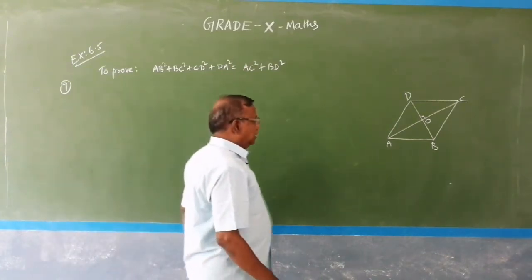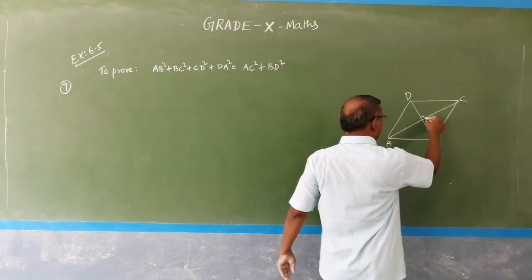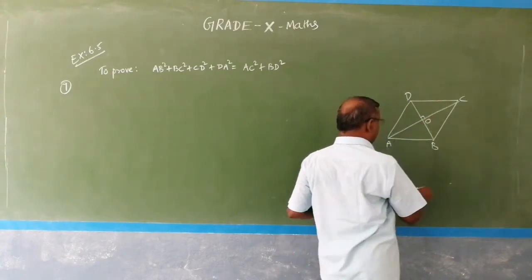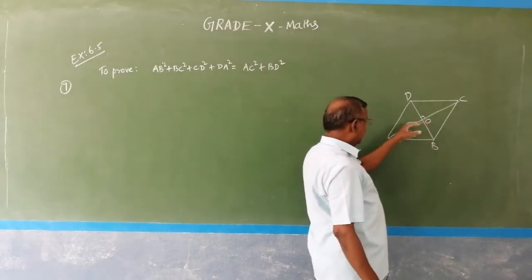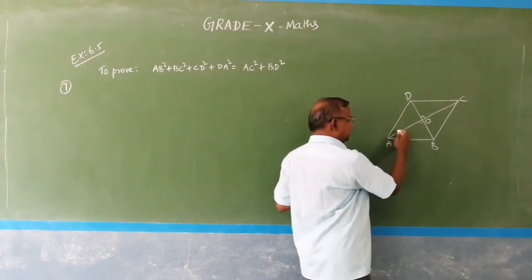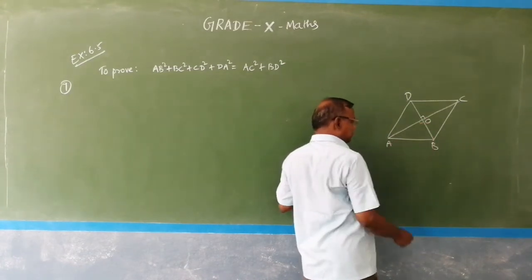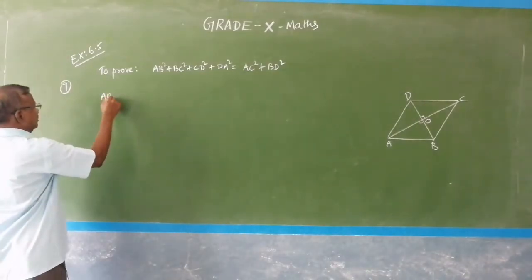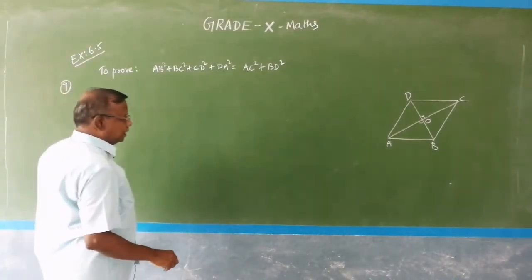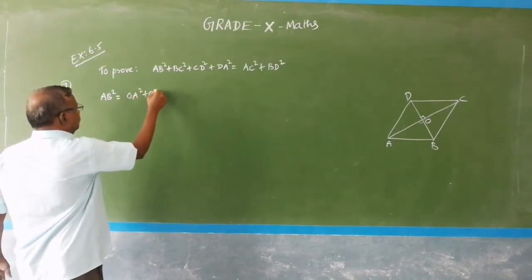First, let us see AB square equals OA square plus OB square, because it is a 90 degree angle. Therefore, AB is the hypotenuse in triangle AOB, where this is 90 degree. Therefore, AB square equals OA square plus OB square.